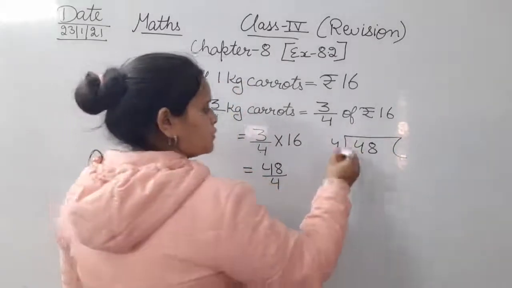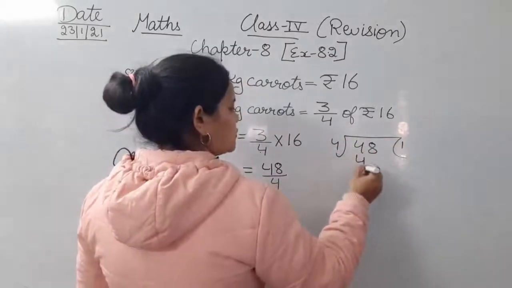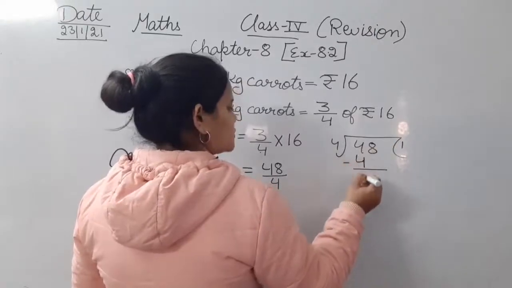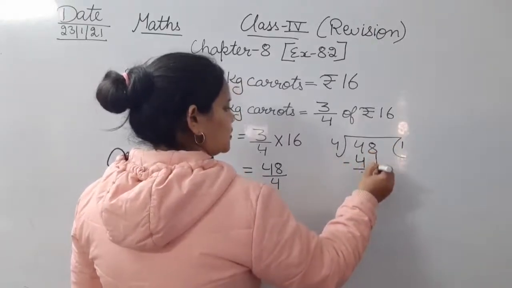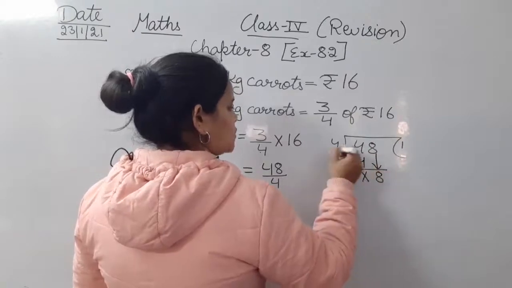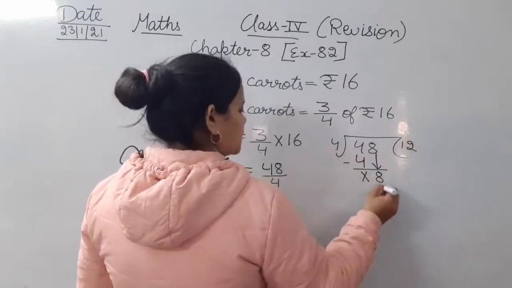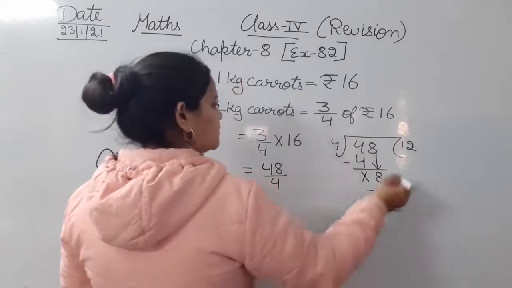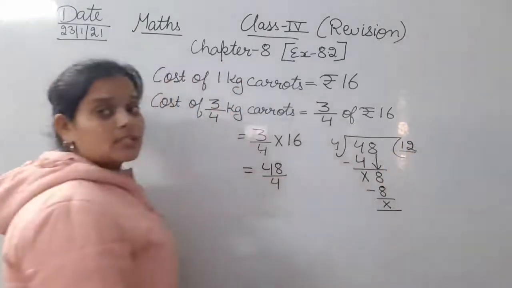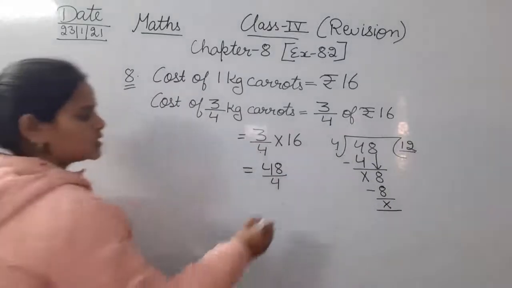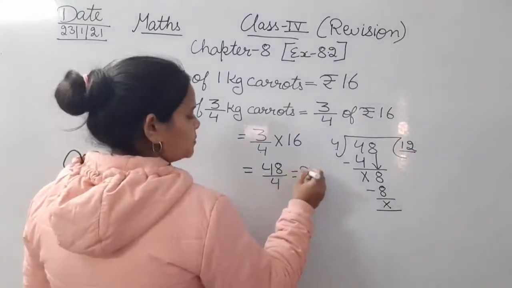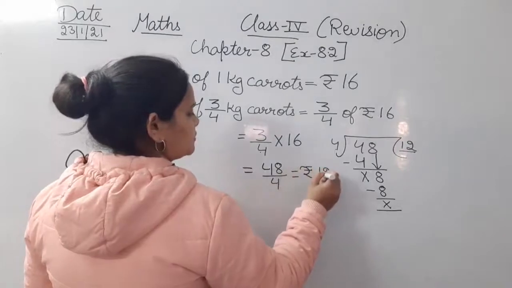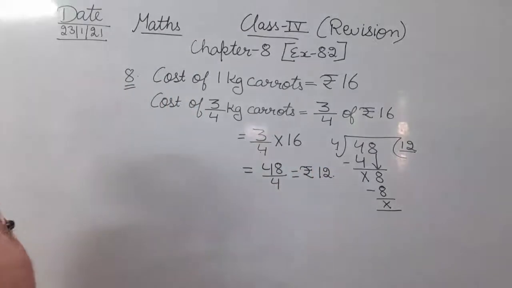Okay, 4 ones are 4, minus 4, nothing will be left. Now let's bring down 8. 4 twos are 8. 8 minus 8, nothing will be left. So the answer you got, that is 12, and we will write it rupees. That is rupees 12. Okay, so this is the cost of 3/4 kg of carrots.